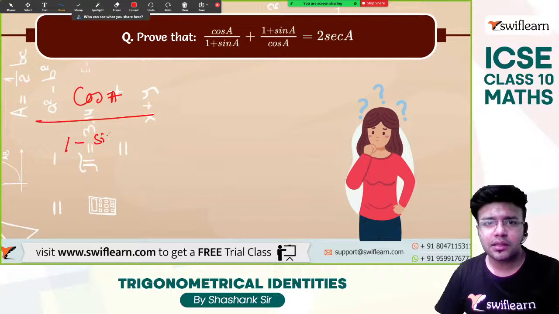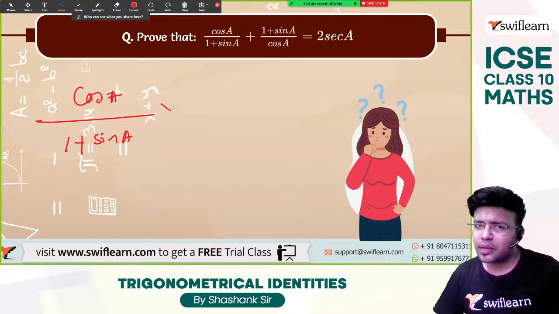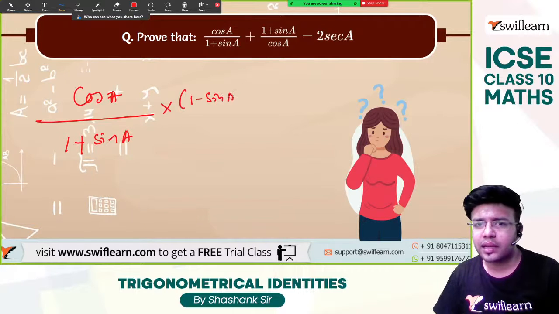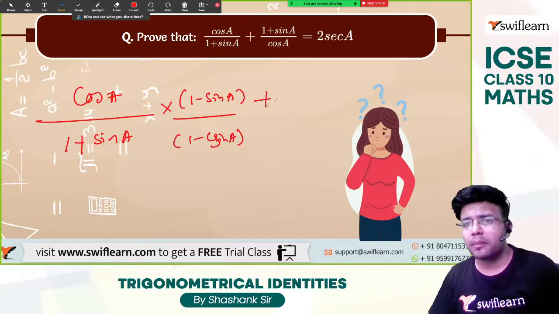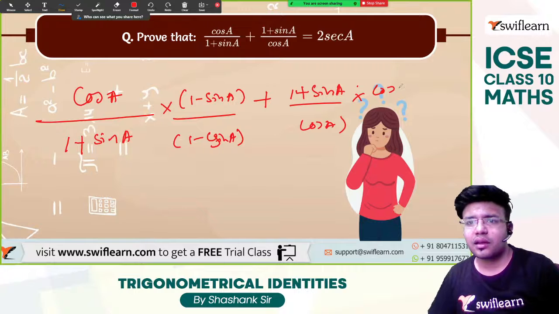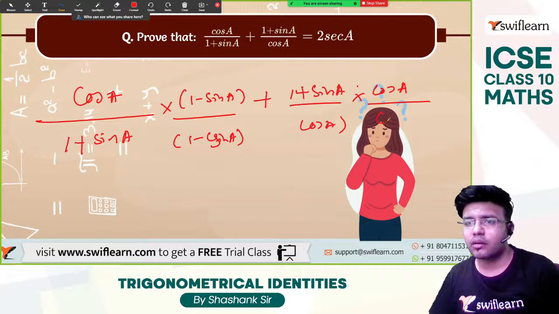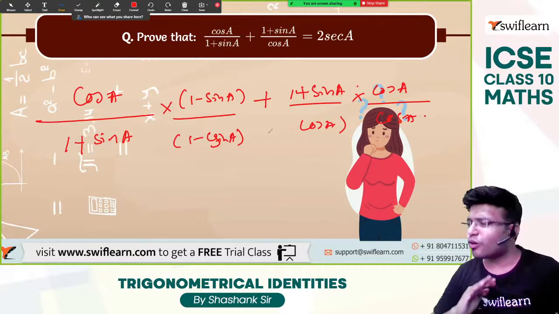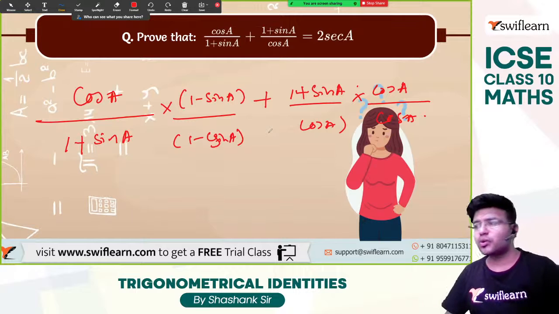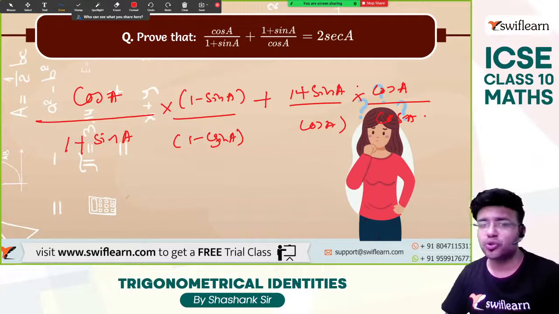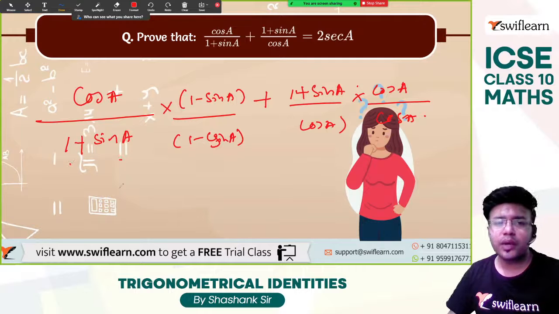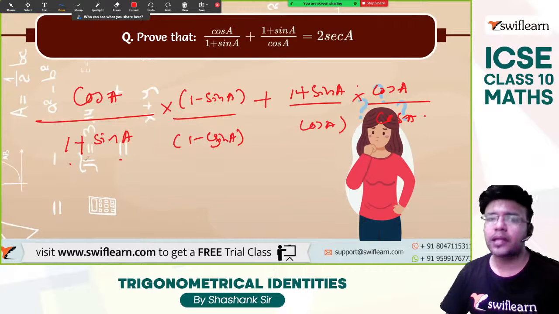Or the other way is cos A, this is 1 minus... 1 plus sin A, right? Multiply this with (1 minus sin A) over (1 minus sin A), plus (1 plus sin A) by cos A, and divided by cos A. See, a lot of methods are there. There is no particular method to do. You can use many strategies to solve the same problem. A plus B into A minus B is A square minus B square.